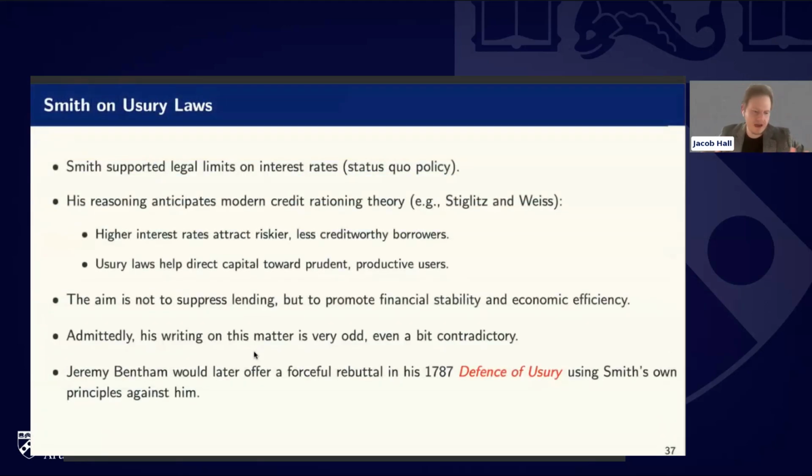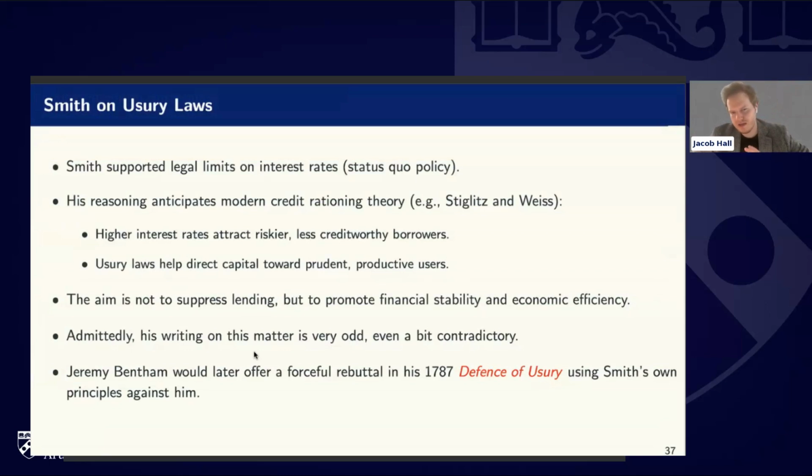One possible exception is his stuff on usury. Professor Jesus Fernandez Villaverde talked about usury yesterday, so I wanted to build on that. Most of Smith's exceptions to natural liberty, state intervention, involve status quo policies. So Smith supported, or seemed to support, legal limits on interest rates.